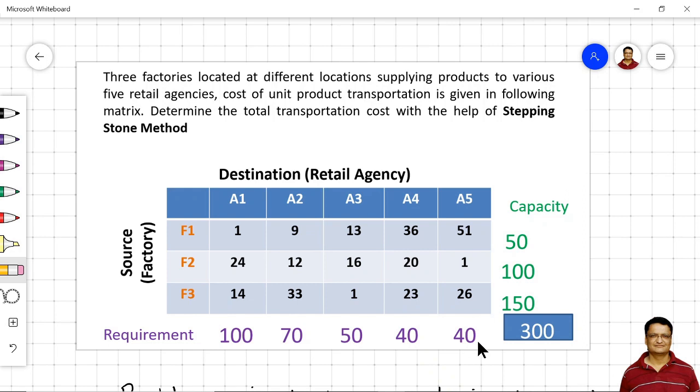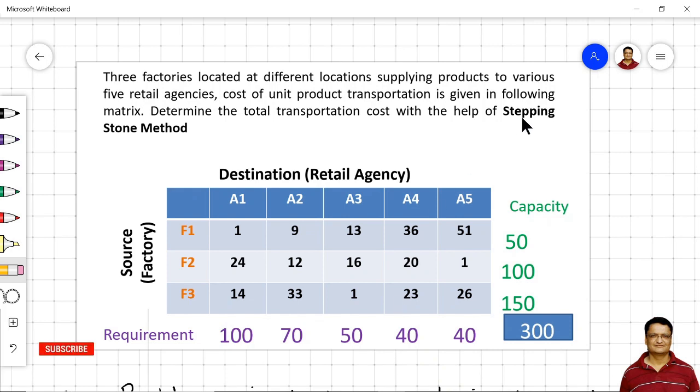Now we need to understand that the total supply is 50, 100 and 150, which is equal to 300, and the total requirement is also equal to 300. So this becomes a balanced transportation problem. If these two figures do not match with each other, then it becomes an unbalanced transportation problem and we have to take a different approach.